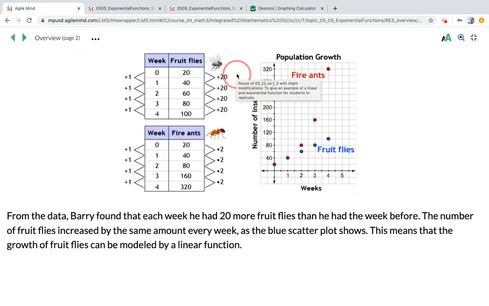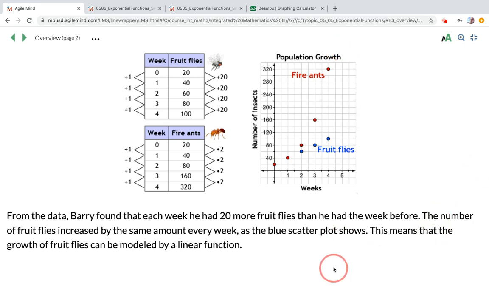All right, let's see how we're doing here. So I noticed that with my fruit flies it increased by 20 each week. That we added 20, added 20, added 20, added 20, which gave us a nice little linear function. It gave us a nice line, didn't it? But when I did the fire ants, I was actually multiplying by 2 every time. Times 2, times 2, times 2, times 2. And so when I graphed it, it gave me this curve. Like it started out all right, and then it just went crazy steep.